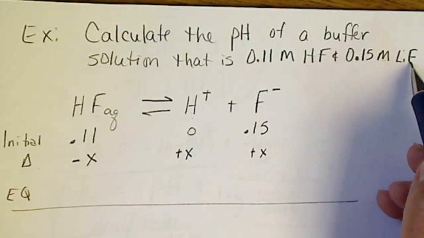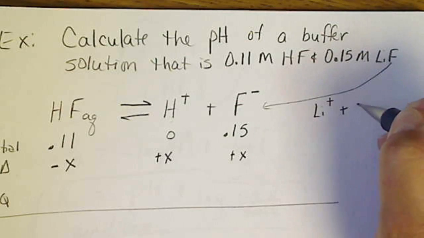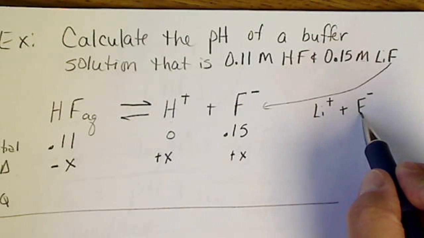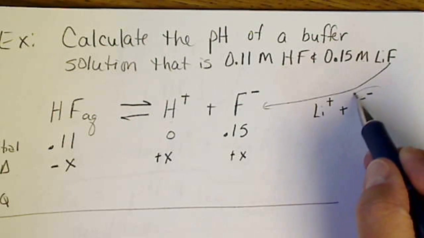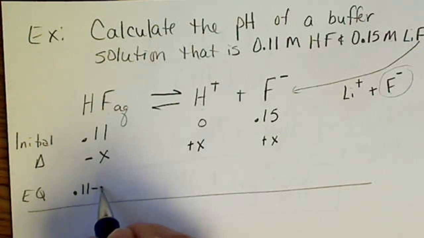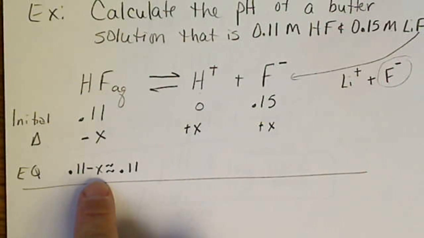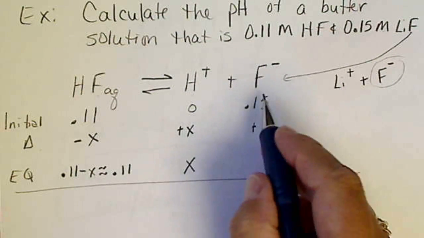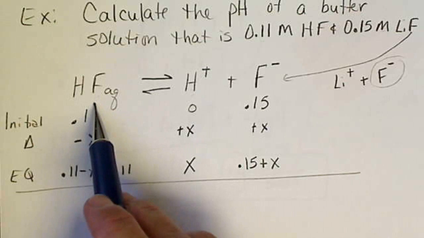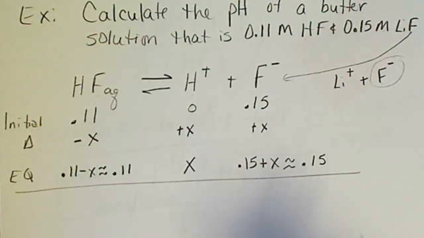So we initially had F minus in the form of the salt. So lithium fluoride, you will need to recognize that as a salt and realize that this dissolves completely, so that the fluoride present is there from the salt. So at equilibrium, this is 0.11 minus X, which is still approximately equal to 0.11 because that change is very small. And then here we have X, and for the fluoride we have 0.15 plus a small amount of fluoride from the dissociation of the acid. And again, this amount is still approximately equal to 0.15 molar.